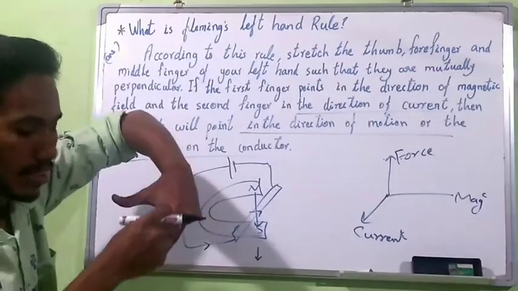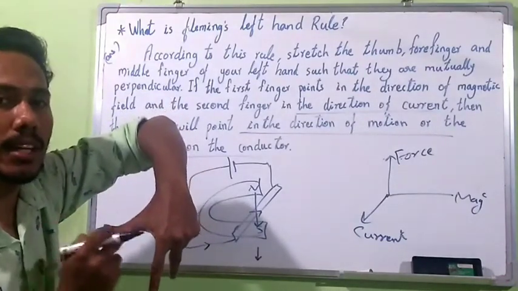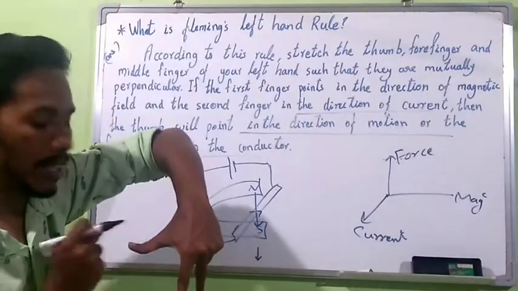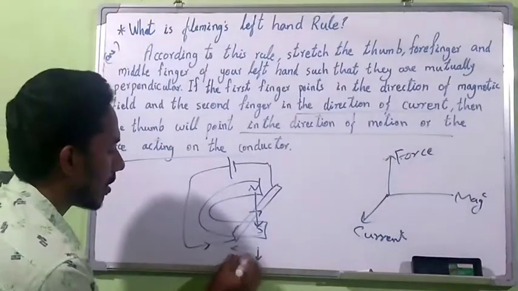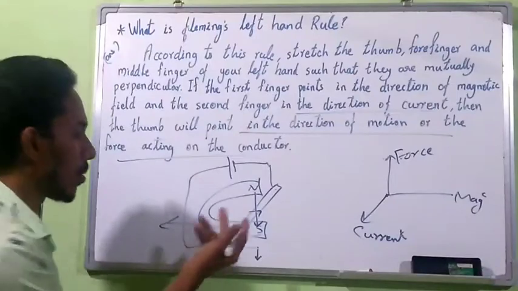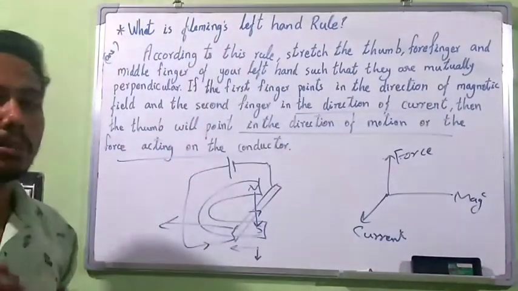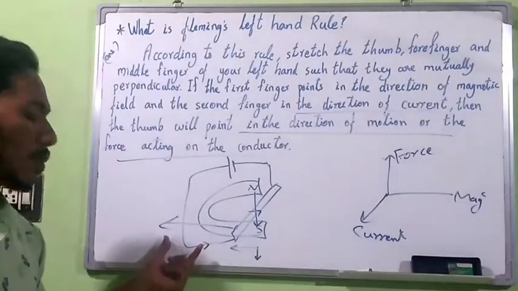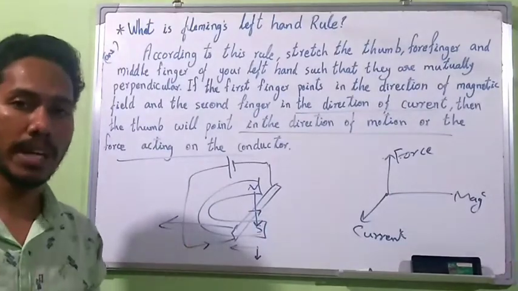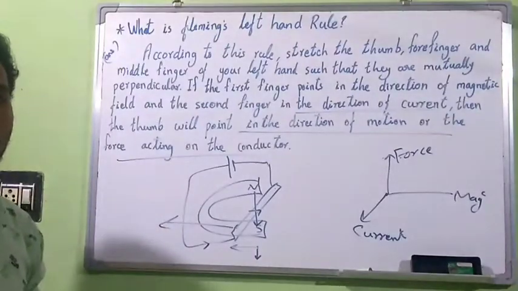So with this magnetic field and this current, the thumb will point along the force acting on this coil. So the force should be in this direction, and this coil will move in this direction. That is the importance of Fleming's left hand rule. It gives the force acting on a coil placed in the vicinity of a magnet. It is an important law.